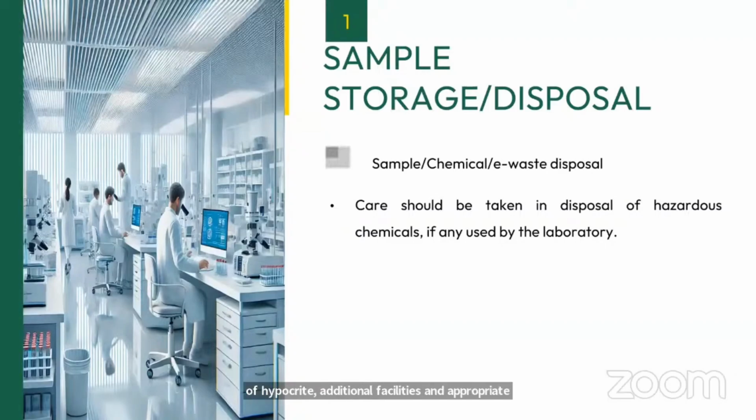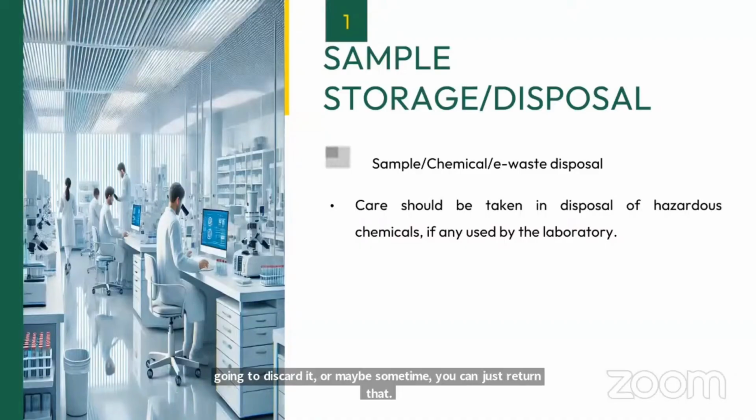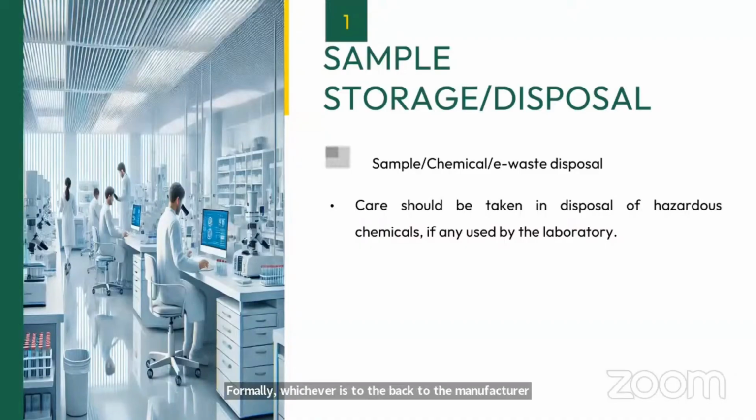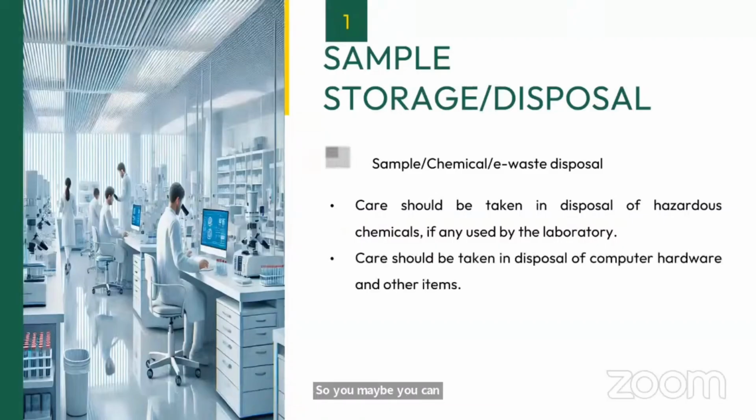And you should have those STP plants if you are going to discard it, or maybe sometimes you can just return that formalin, whichever is used, back to the manufacturer. If you know he is going to take care of it properly and he is going to recycle it, or if they have appropriate documentation of recycling of this formalin, you can discard it in that way also.